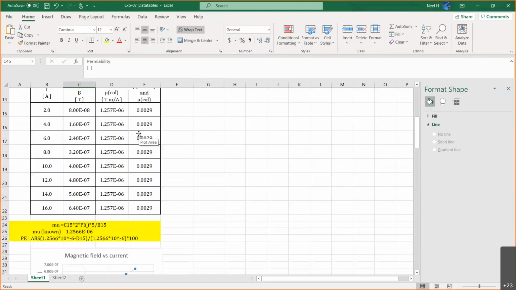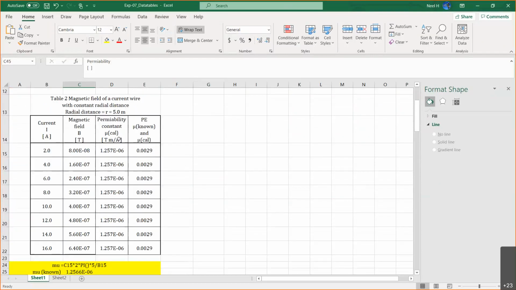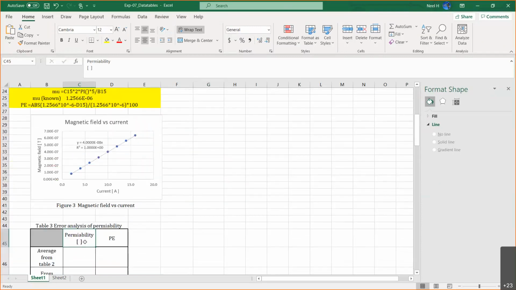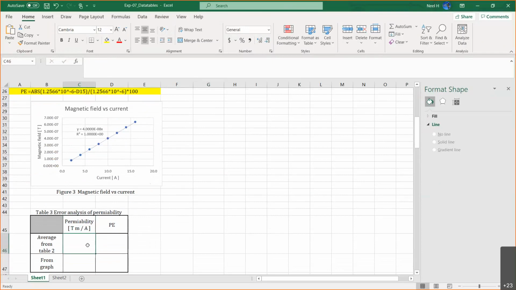Permeability units we already did earlier by using our formula, Tesla meter over amps, or we can reconvert that into Newton divided by amp square, doesn't matter. Both units are actually the same. So we can keep the same unit we did earlier. And the average value from table number 1 is going to be the same, but we'll do that function, okay?